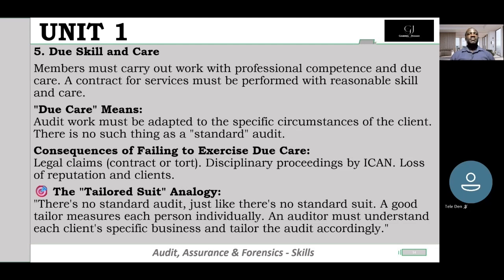So think of it like a tailored suit. You see, there is no standard audit, just like there is no standard suit. A good tailor measures each person individually. So an auditor must understand each client's specific business and tailor the audit accordingly. You can't apply a one-size-fits-all approach to all audits. This is very, very important.